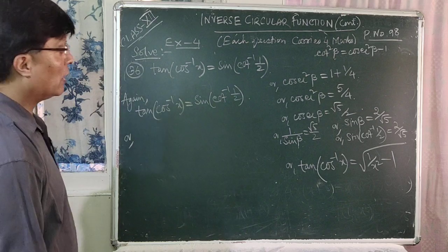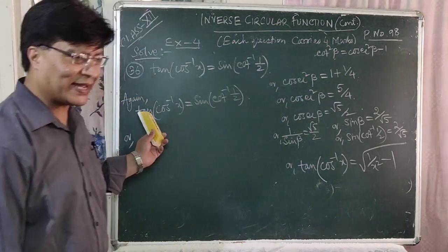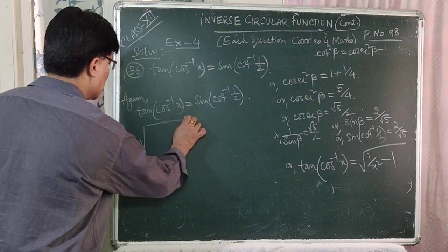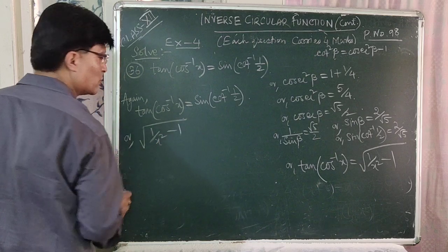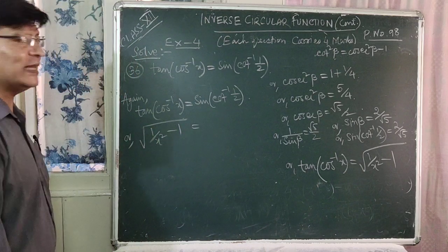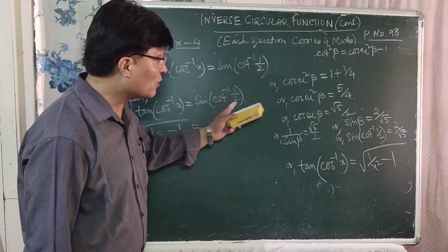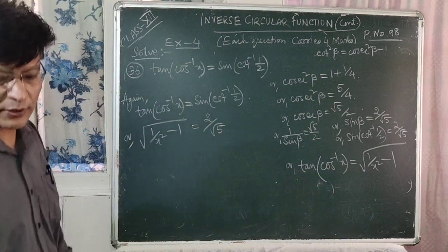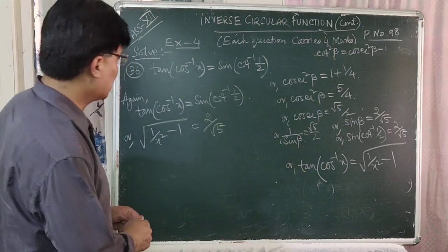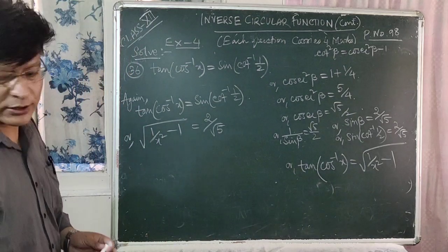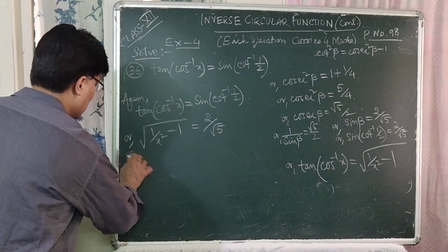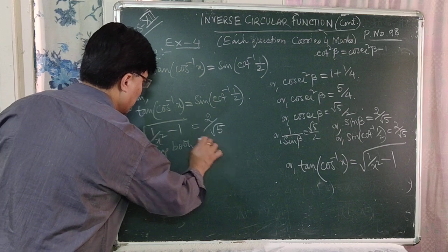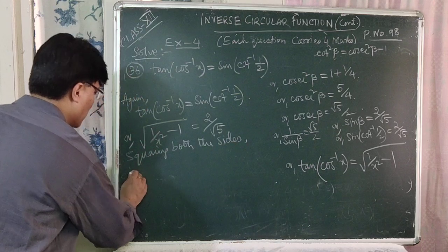Now you can write down for tan of cos inverse x. What can you write for tan of cos inverse x? It is root under 1 upon x square minus 1, right? Is equal to, next, what is the value for sine of cot inverse half? What is it? It is 2/5. Is it clear to all of you? So now squaring both the sides, because you have to remove that square root, isn't it? So write down squaring both the sides. Squaring both the sides. So what do we get?